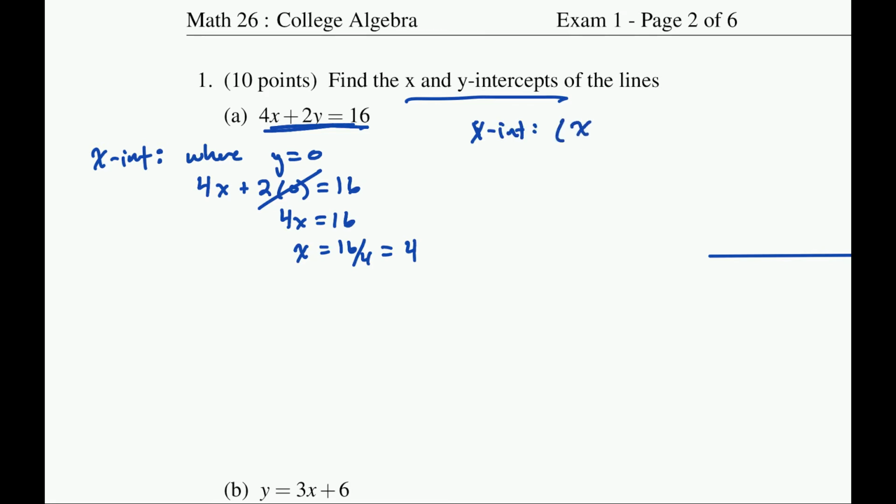So the x-intercept is the point x equals 4, y equals 0. We know that y is 0 because y is 0 for the x-intercept by definition. So this is your x-intercept.